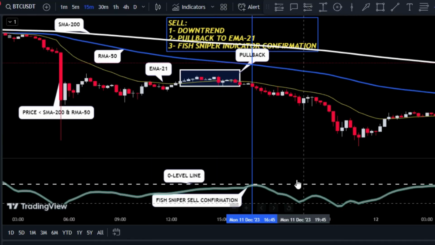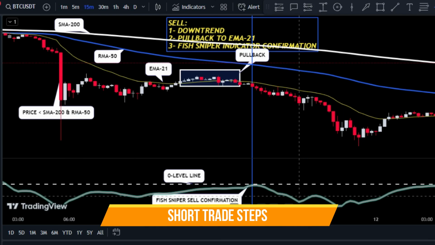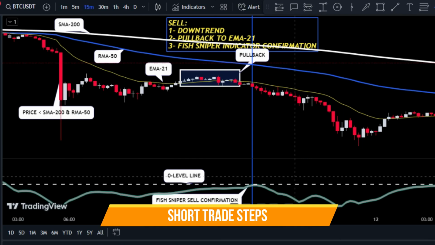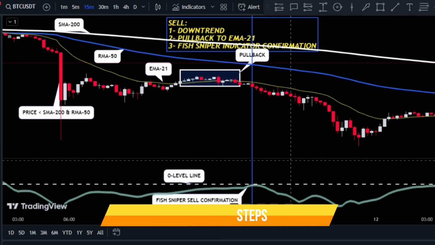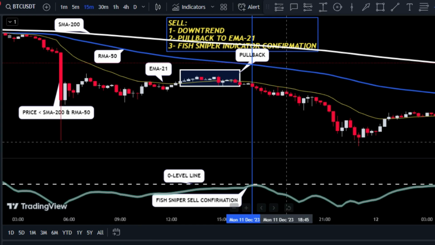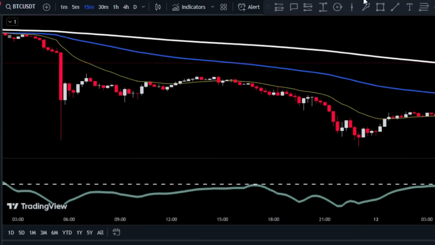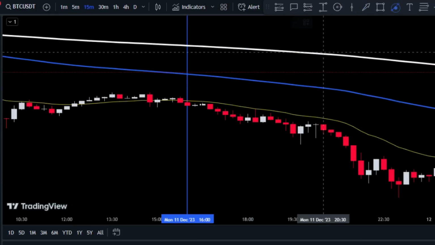And to execute a successful short trade with this strategy, the initial step is to verify that the trend is descending. Subsequently, watch for the price to bounce back to the EMA 21. Next, stay patient for a candle to plug below the EMA 21. The subsequent action is to receive a sell signal confirmation from the fish sniper indicator. So if all these conditions synchronize, you're ready to kick off a sell trade.